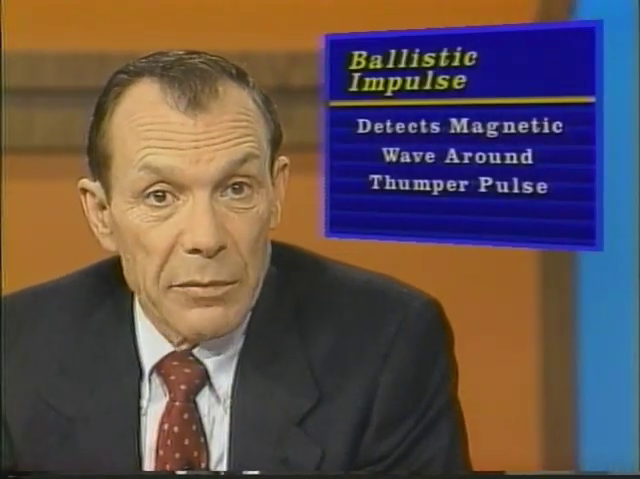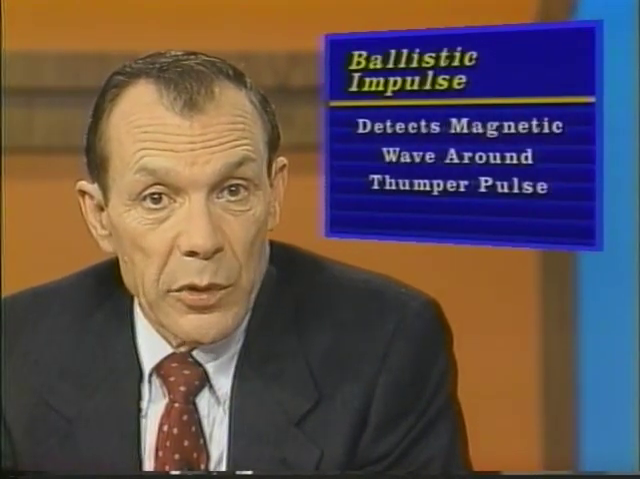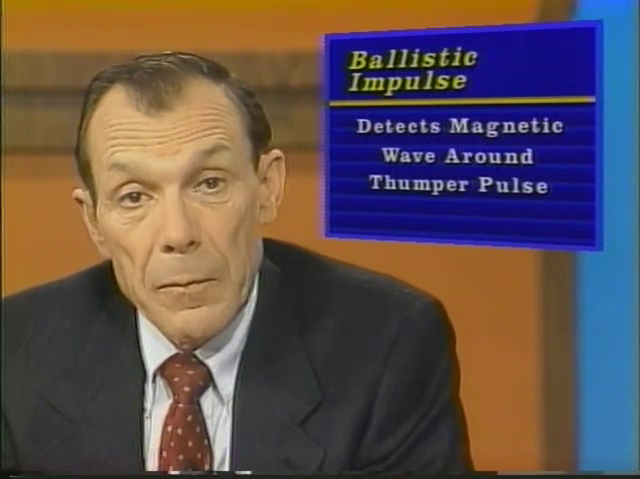A ballistic impulse detector, also called a magnetic wave detector, is another valuable test system tool. When the thumper places a DC voltage pulse into the cable, the capacitor provides a high energy current pulse to produce this large magnetic wave that surrounds the voltage pulse. The ballistic impulse detector can pick up the magnetic wave traveling the route of the cable on its way to the fault.